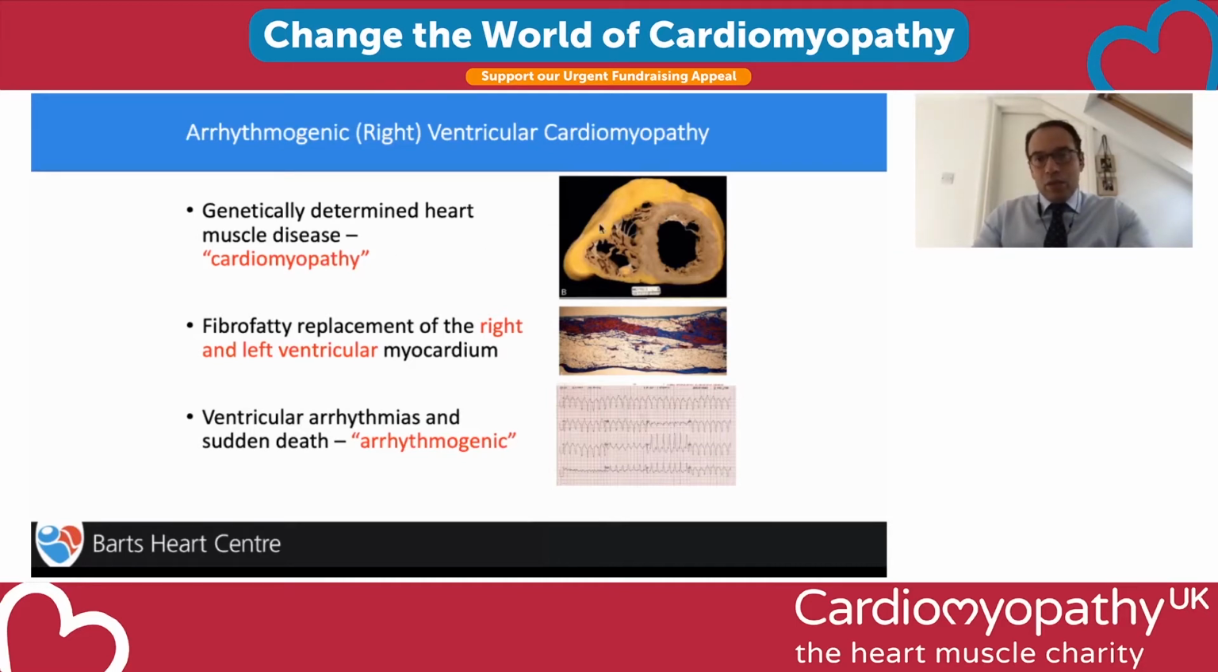And this you can see here, just a specimen from the heart of a patient with arrhythmogenic cardiomyopathy. This is all the fat replacement in the right ventricle. You can see here the microscopic analysis, but also here the typical arrhythmias, the ventricular arrhythmias that can occur.